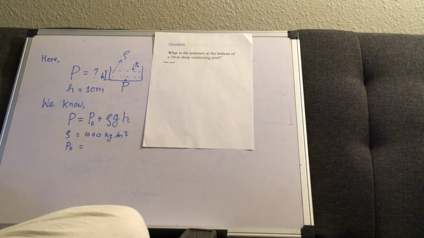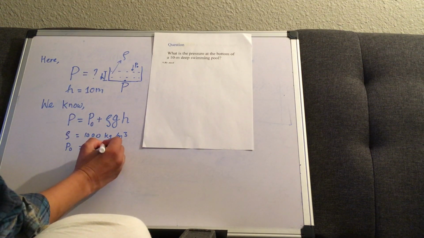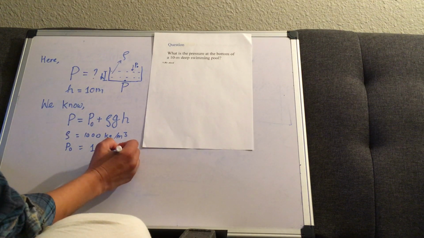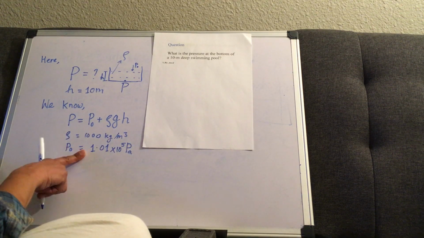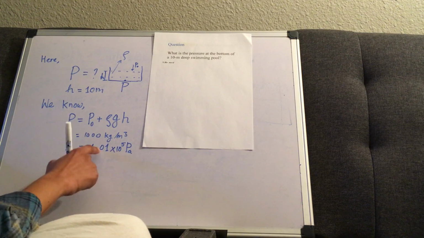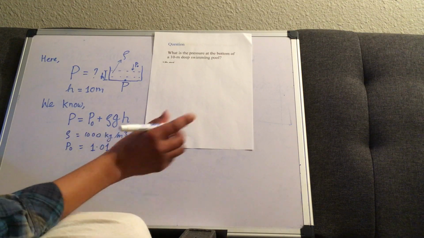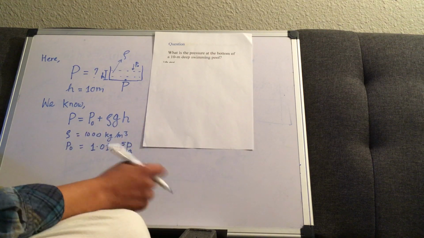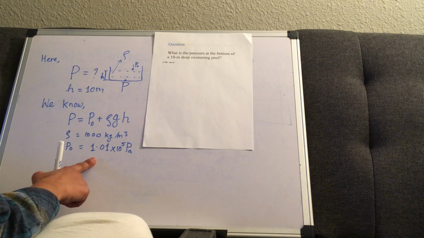We also learned what 1 atm means earlier. It should be close to 1.01 times 10 to the power 5 Pascal. 1 atmospheric pressure is equal to this. You may see 1.013 times 10 to the power 5 Pascal, but let's use just three significant figures for now.